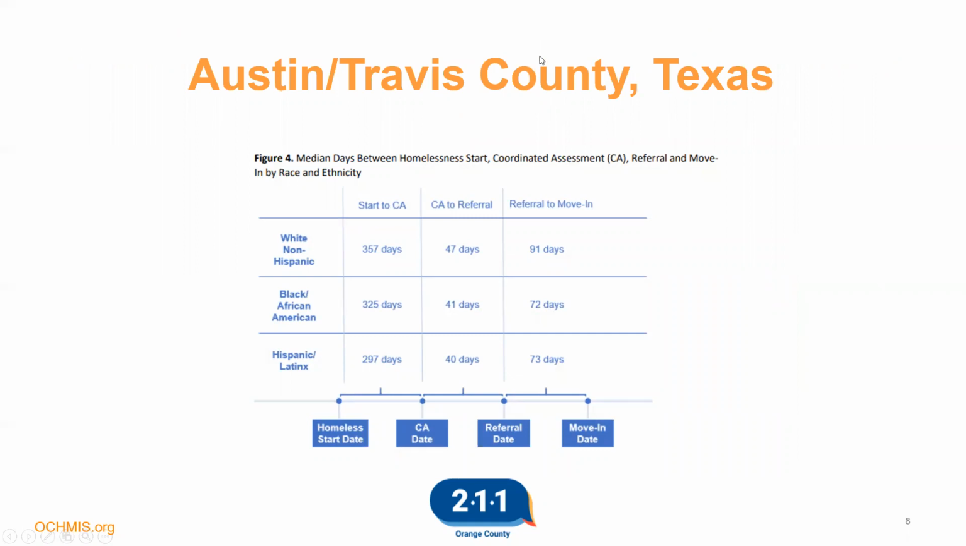Next, we have data from Texas, which is kind of different. So they are specifically looking at clients going through the coordinated entry system, and by race, looking at how long it's taking people to get to each point in the system. So they're looking at enrollment date to coordinated assessment date, and looking at days there. Then they're looking at assessment date to referral date, the days there, and then from referral to housing move-in. So that's another way that we can look at racial inequality.